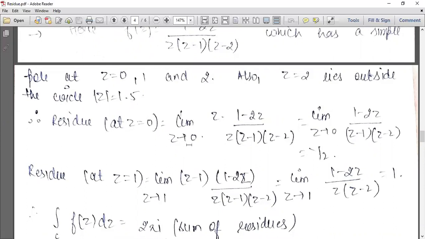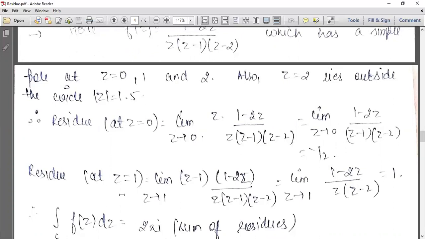So limit z approaches 0. z minus 0 will be z, into f of z, which is (1 minus 2z) over z into (z minus 1)(z minus 2). z will cancel, and I will be left with (1 minus 2z) over (z minus 1)(z minus 2). So as z approaches 0, just replace z with 0. The numerator will become 1. Here I will have minus 1 into minus 2, which gives me 2. So my residue will be 1 by 2.